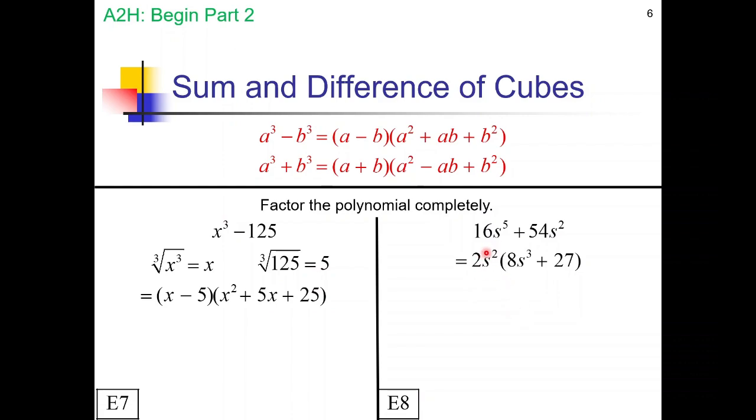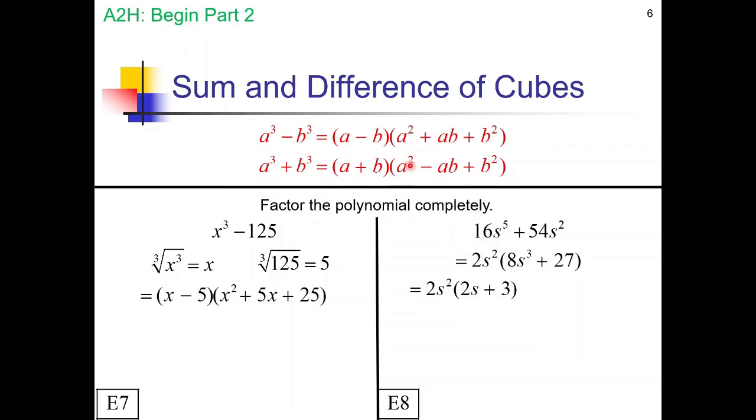So I've got the 2s squared I took out initially. Now the cube root of 8s cubed, that's going to be 2s. And the cube root of 27 is 3. Since we have a plus between these, we're using this plus version here. So we've got 2s plus 3.